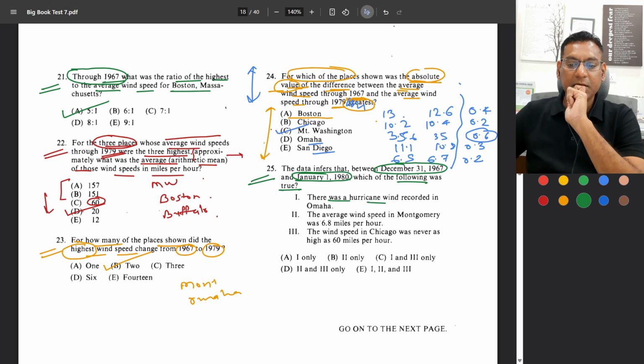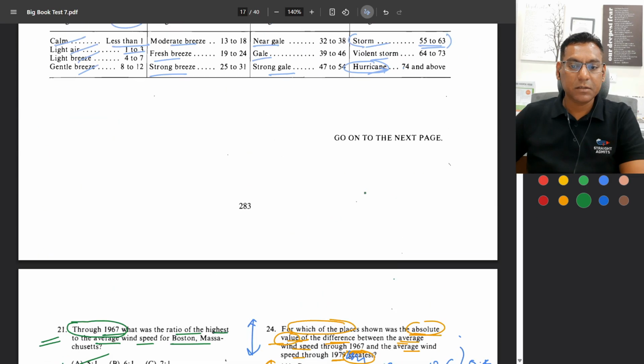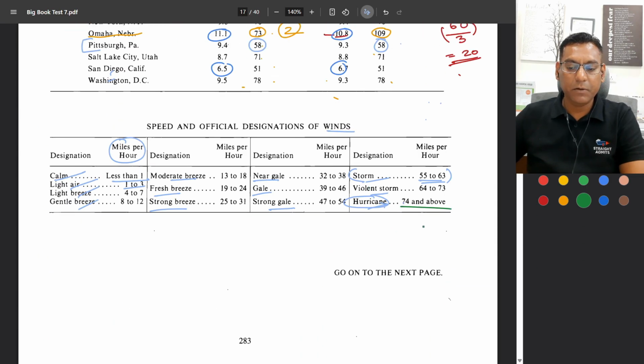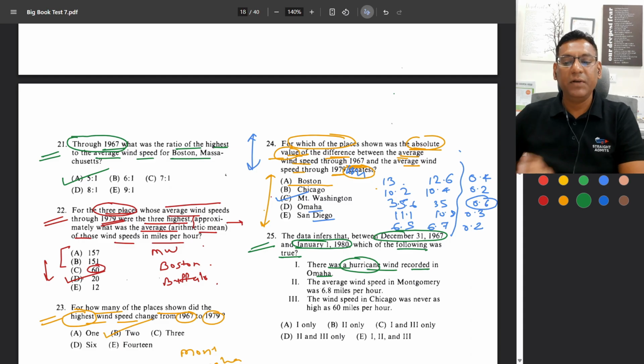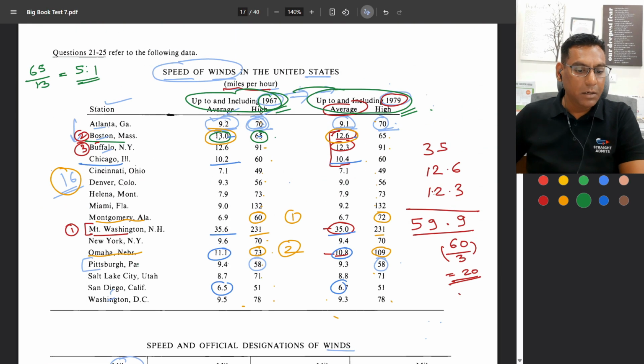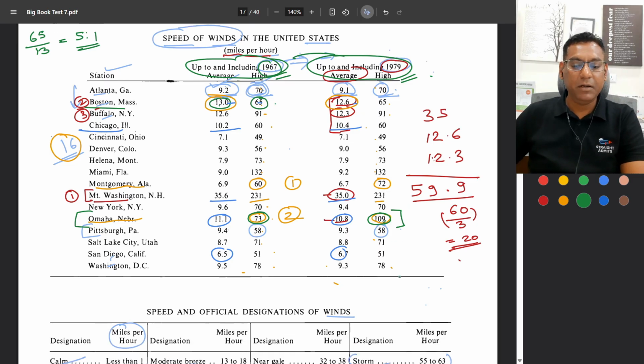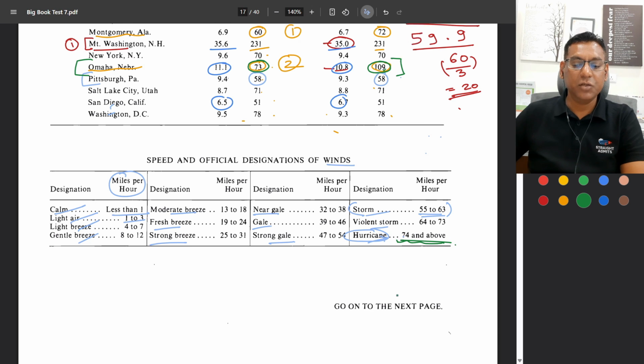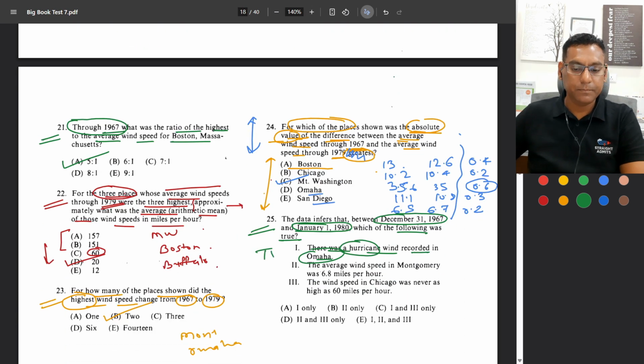There was a hurricane wind recorded in Omaha. What is a hurricane? Let's find out. Hurricane is 74 and above. Did a wind speed of 74 and above happen in Omaha? Where is Omaha? Did 74 something happen? Yes, it happened. Why? Because the earlier highest was 74, and now the highest is 109. That means at least once this 109 happened, which is characterized as a hurricane. So yes, this is true.